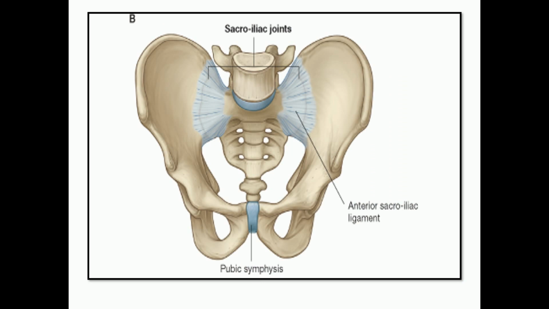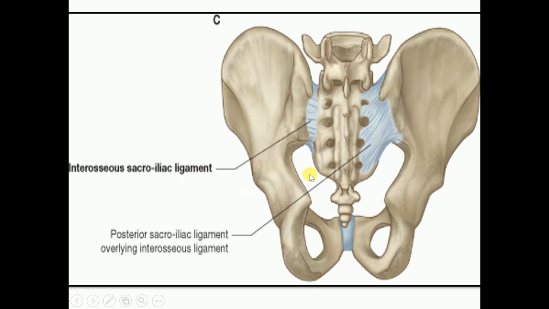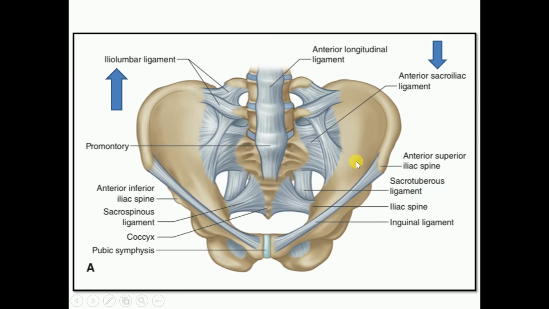This diagram shows the anterior sacroiliac ligament on both sides, strengthening the right and left sacroiliac joints from the anterior aspect. This one is the posterior sacroiliac ligament. Deep to this there is the intraosseous sacroiliac ligament, which it overlies. Now this diagram shows the ventral sacroiliac ligament from the ala of the sacrum and pelvic surface of the sacrum to the adjacent part of the ilium. This one is the iliolumbar ligament from the transverse process of the L5 vertebra to the ilium.